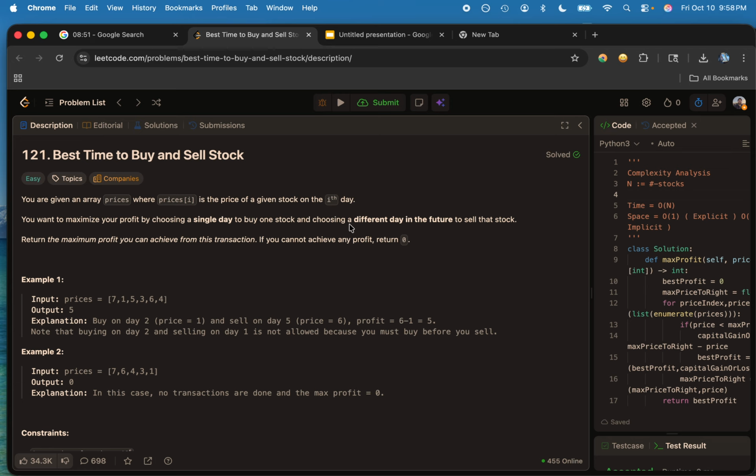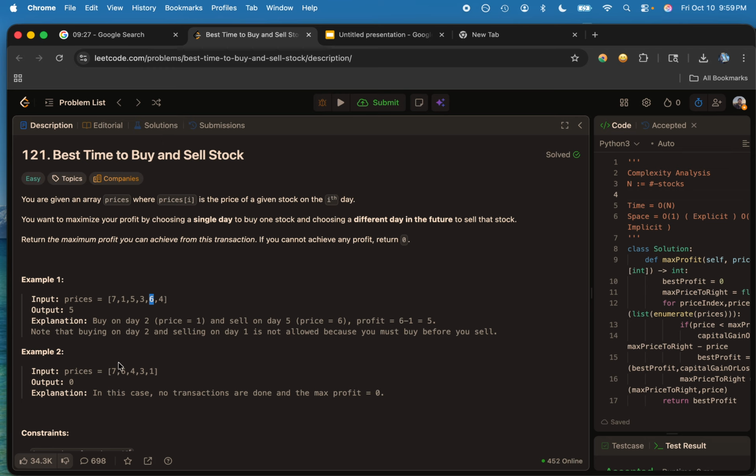If we take a look at example 1, we are given a list of 6 prices for 6 different days in the order of 7, 1, 5, 3, 6, 4. And the best output is 5. That is the best profit made from a single transaction, which corresponds to a purchase of a single share on day 2, price equal to 1, and a sale on day 5, price equal to 6, generating a profit of 6 minus 1 equal to 5.